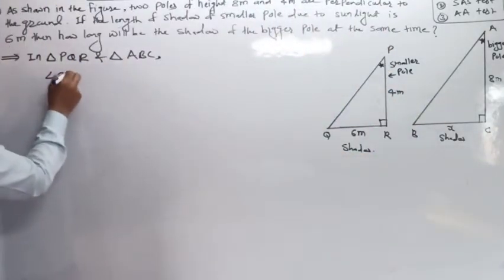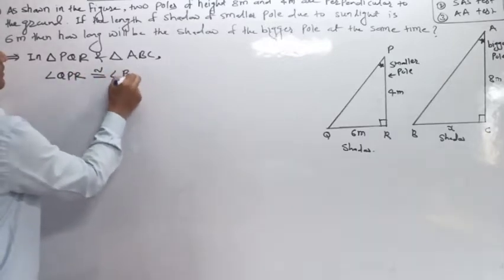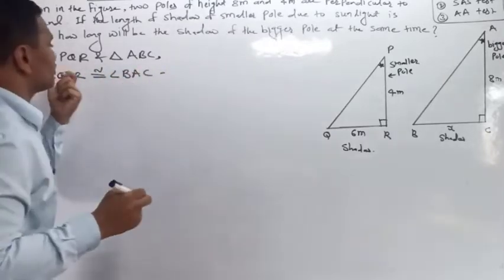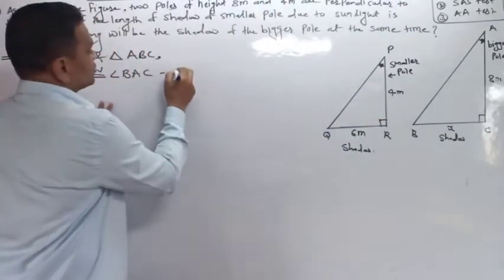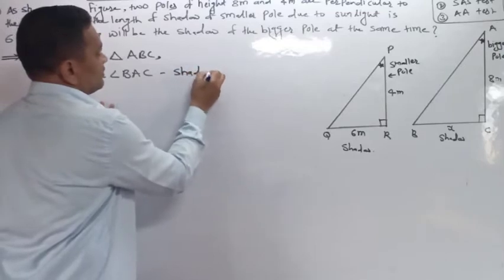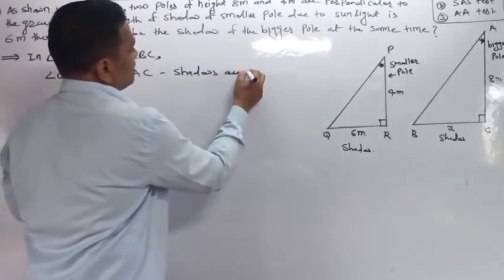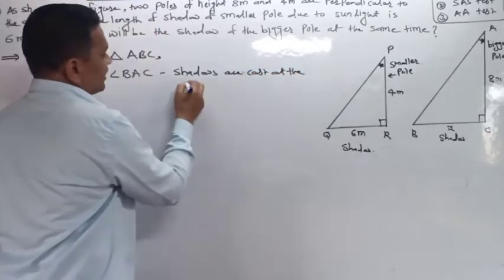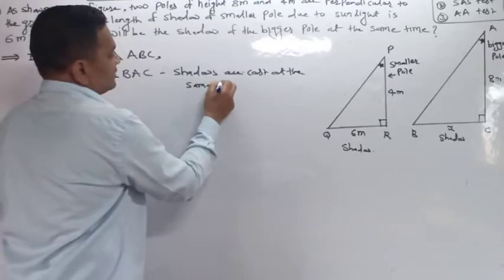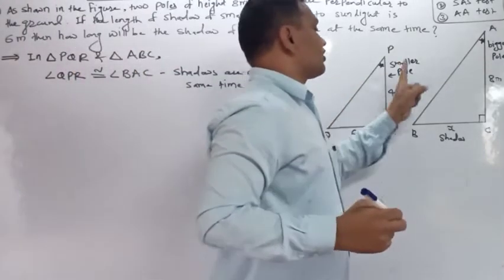Angle QPR is congruent to angle BAC. Why is angle P congruent to angle A? Because shadows are cast at the same time, right? And angle R is congruent to angle C.